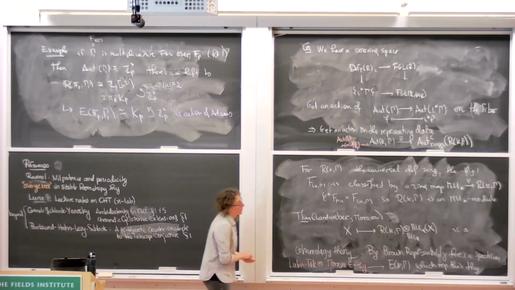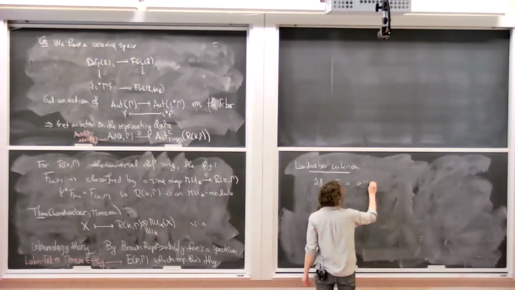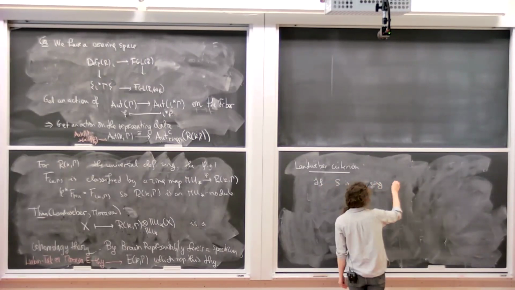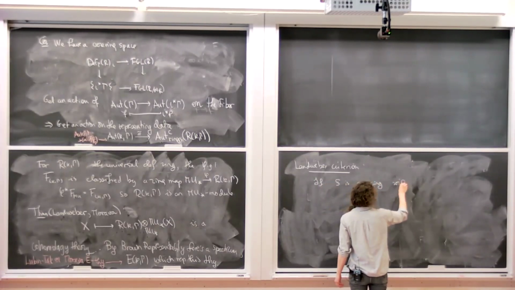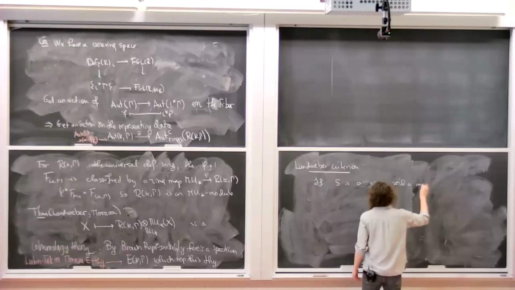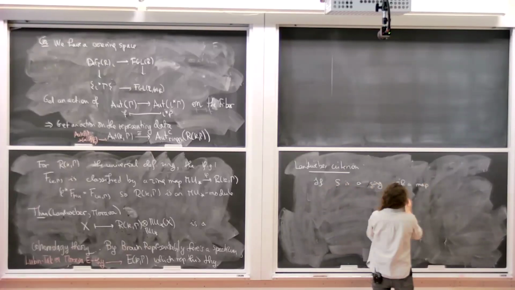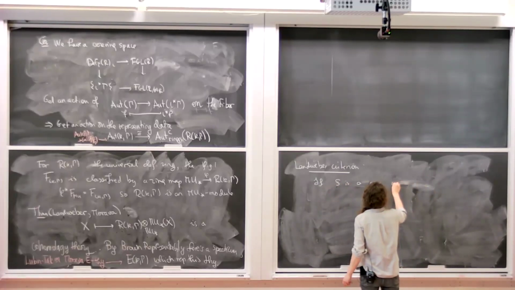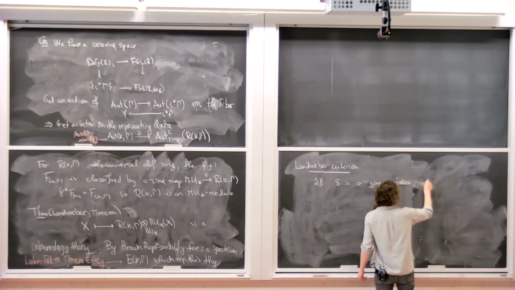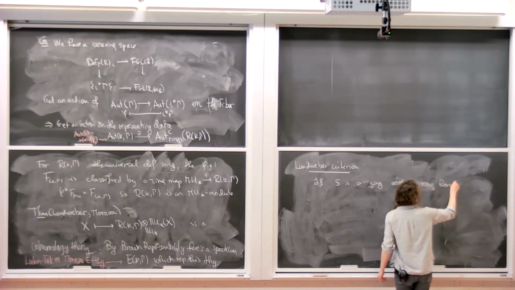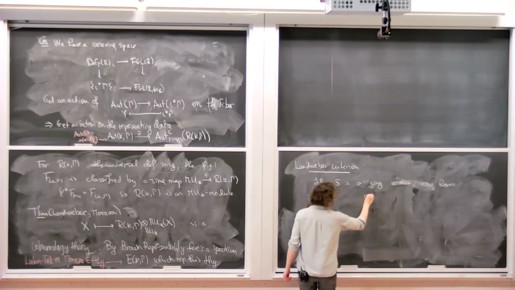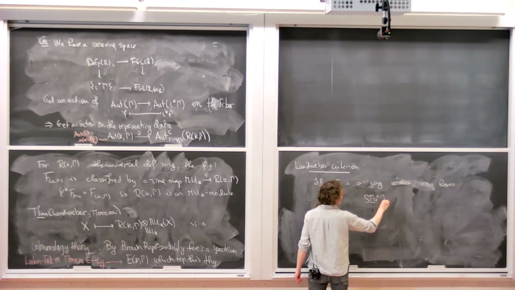Okay, so now let's talk about the criterion. So if S is a ring, I'm just going to think of S as a ring in degree 0, with a ring homomorphism. So I'm going to make it periodic.